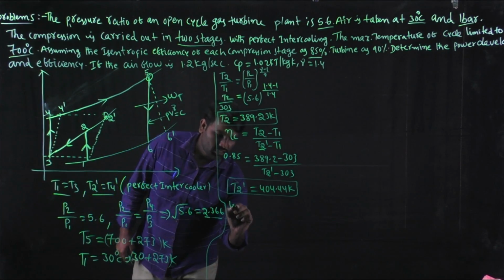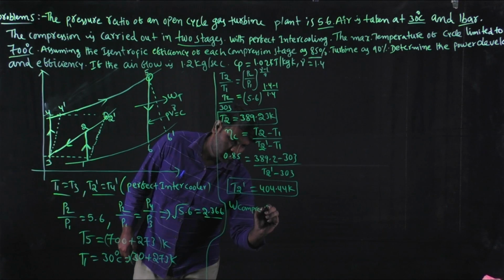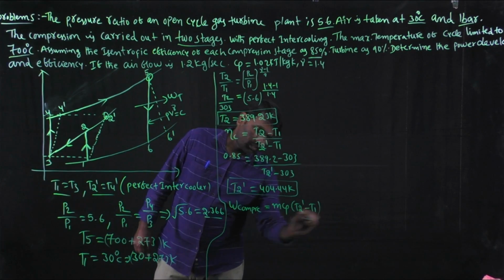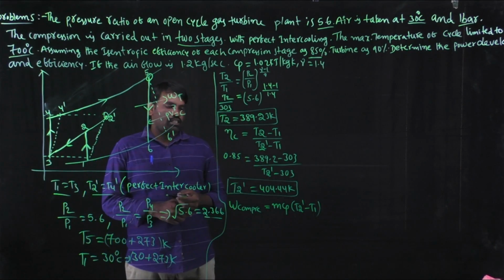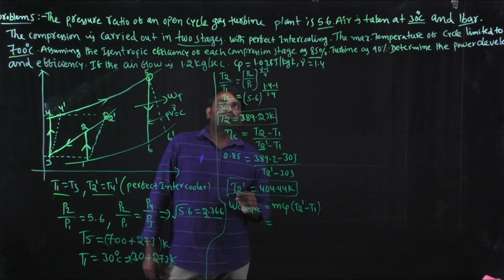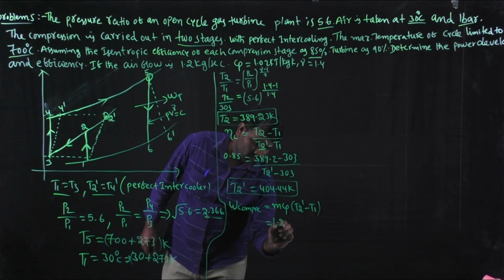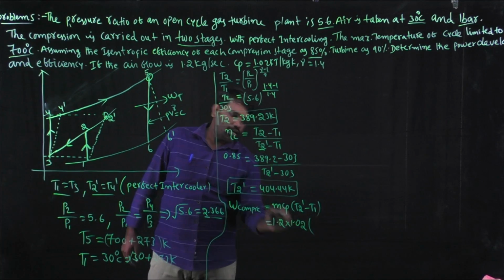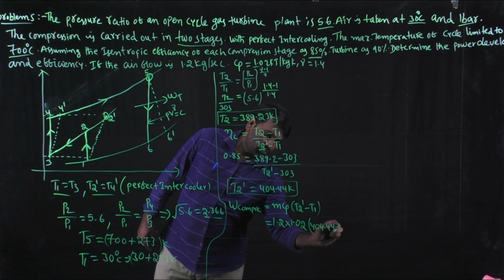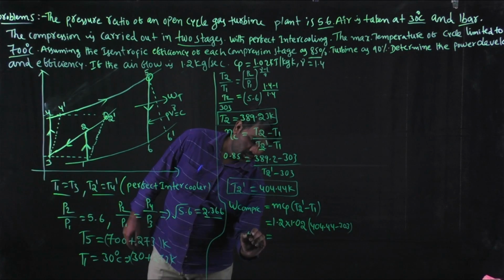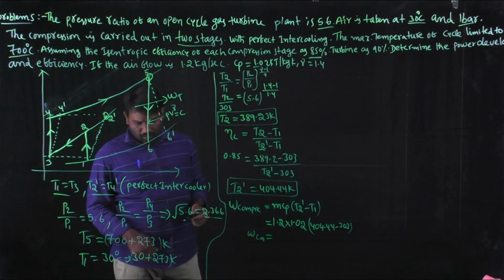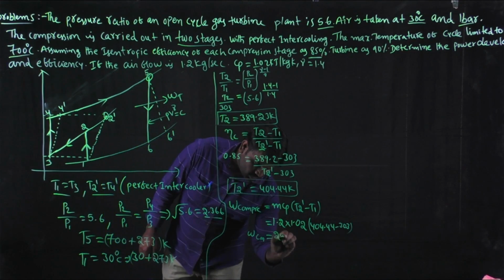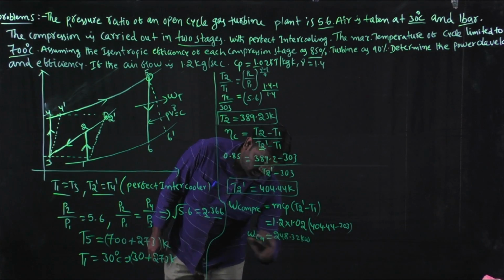Later we have to calculate the compressor work input. The compressor work input is equal to m Cp into (T2 dash minus T1), that is the first stage compression work. The m value is given in the data, that is 1.2 kilogram per second, and the Cp value is given, that is 1.02, into T2 dash 404.44 minus T1, 303. If you calculate that, the compressor work is equal to 248.32 kilojoule per second, that is kilowatt.